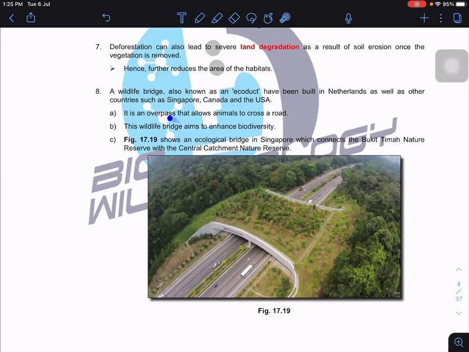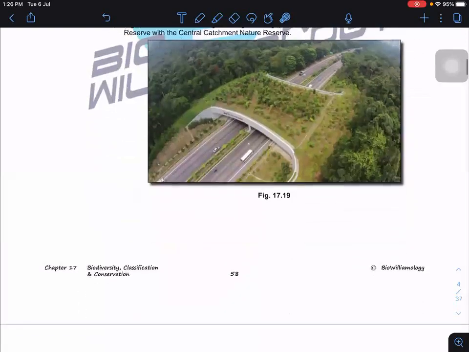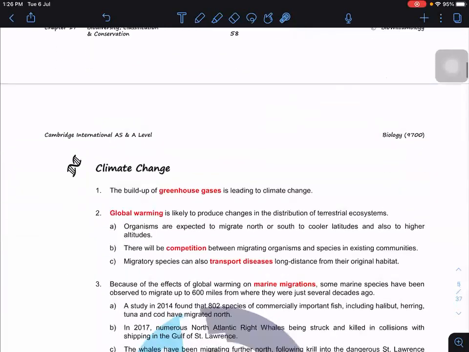So this wildlife bridge aims to enhance biodiversity. The overpass allows the animal to cross a route without any danger. The picture here shows the ecological bridge or eco bridge in Singapore, which connects the Bukit Timah Natural Reserve with the Central Catchment Natural Reserve. We have no choice, but with this eco bridge, they can reduce the impacts of habitat degradation. Okay, this is the first one.